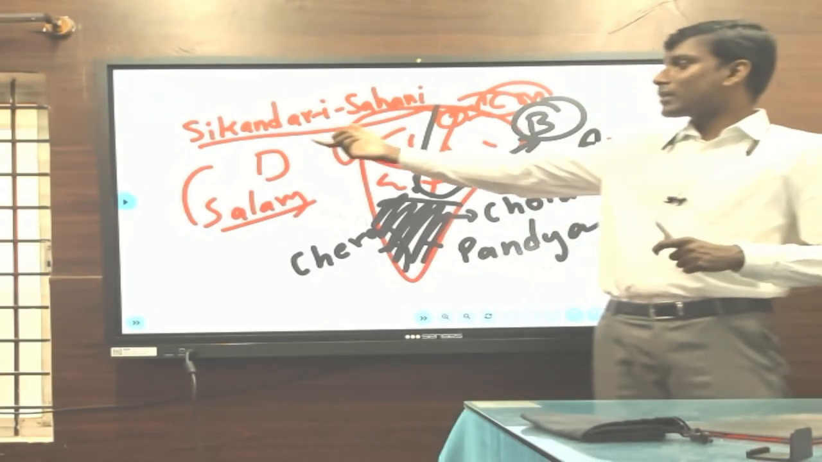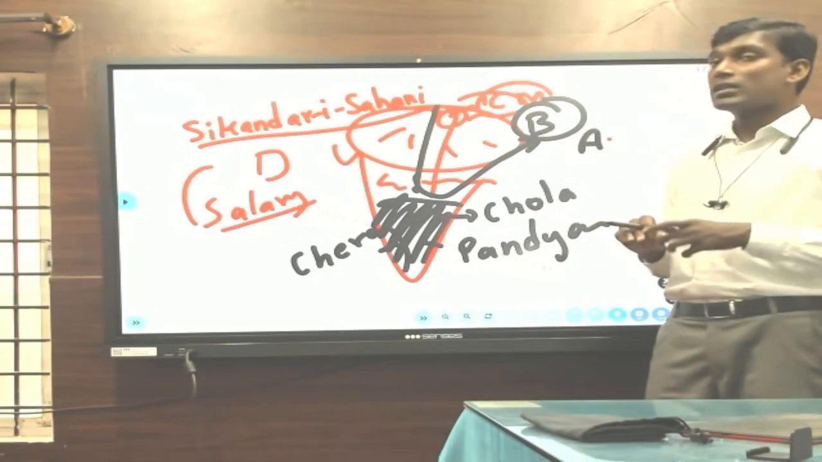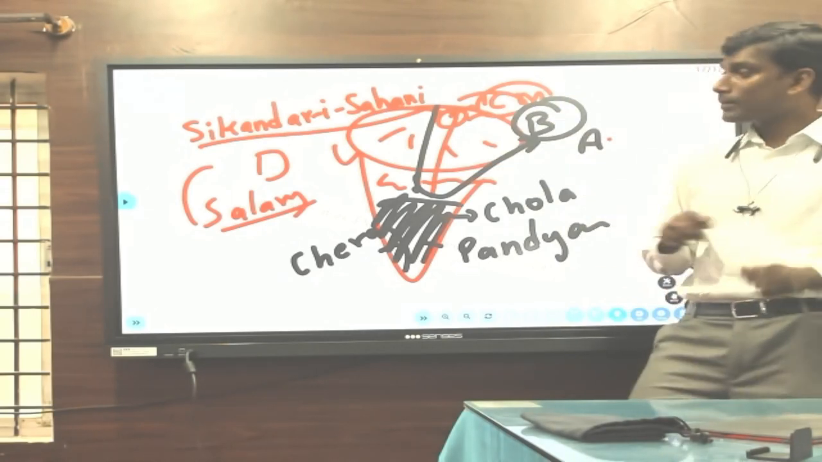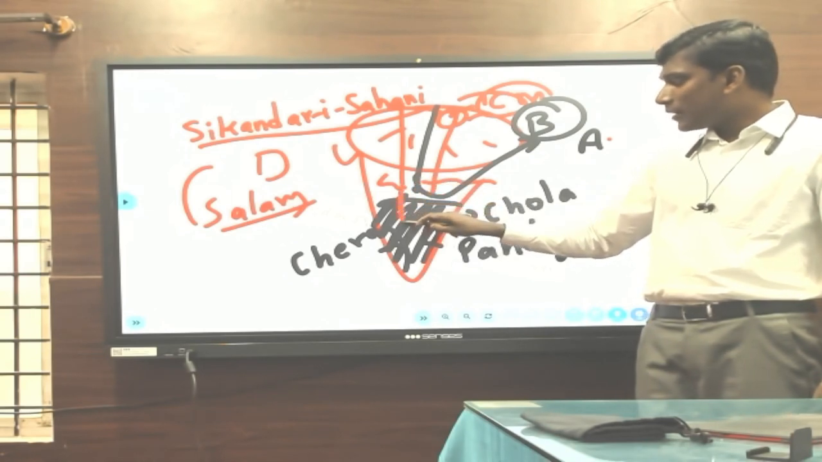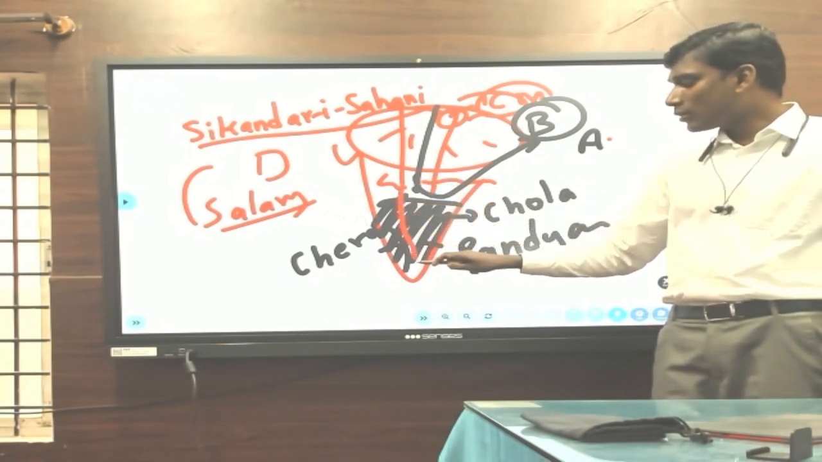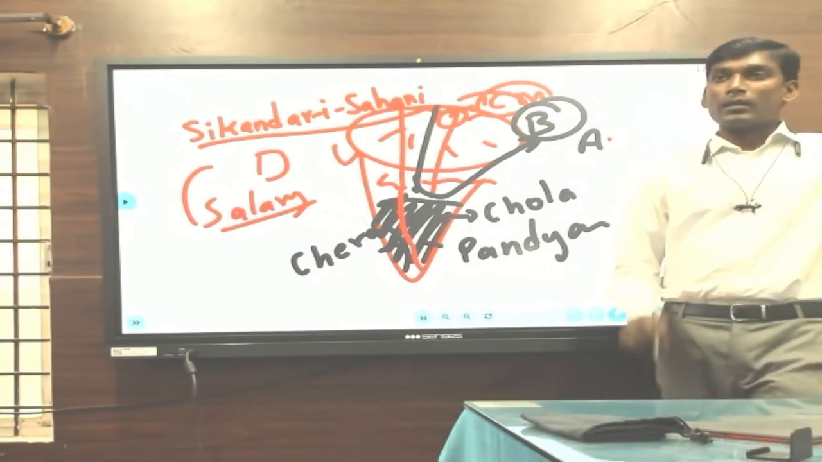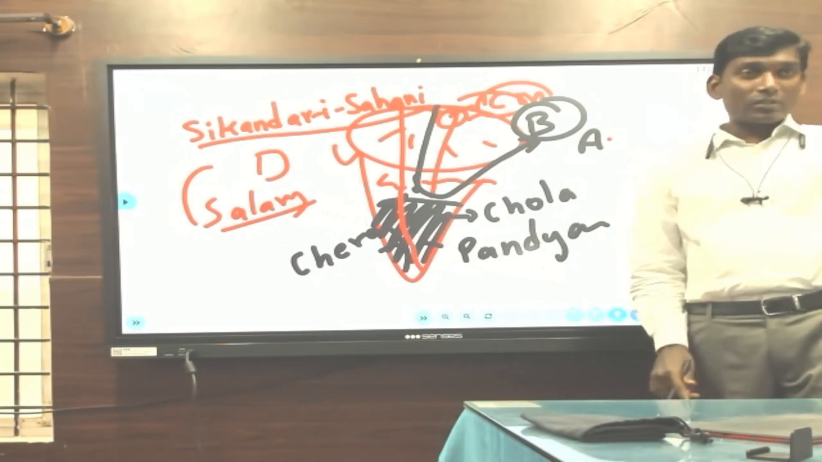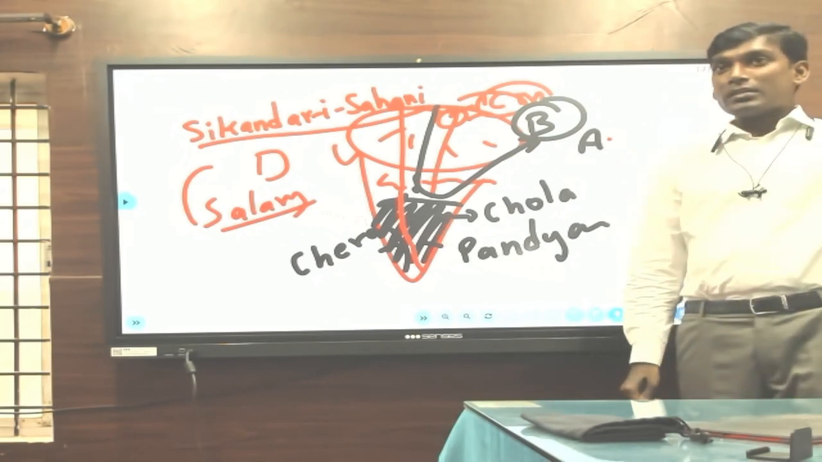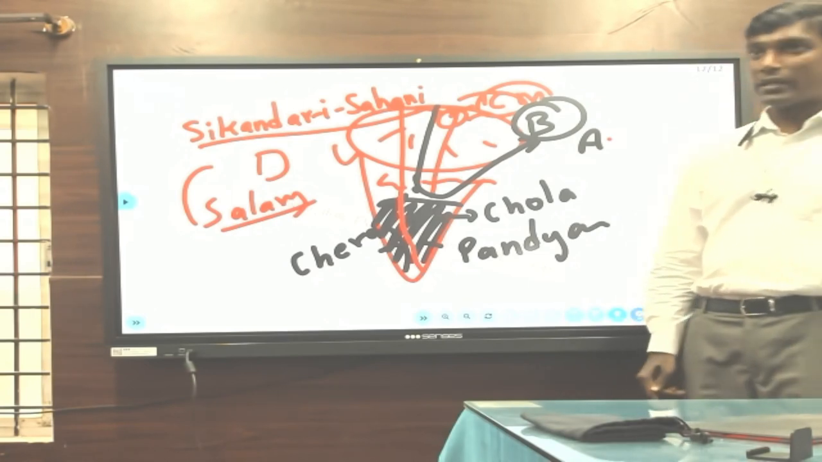But here there is a person called Alauddin Khilji. Alauddin Khilji had a soldier called Malik Kafur. What is his name? Malik Kafur. So he sent that guy. Malik Kafur came inside. He attacked the southern region. He went till Rameshwaram. Even today in Rameshwaram, there is a stone. On that stone it is written that Alauddin Khilji, Malik Kafur captured this territory. Even today it is written.